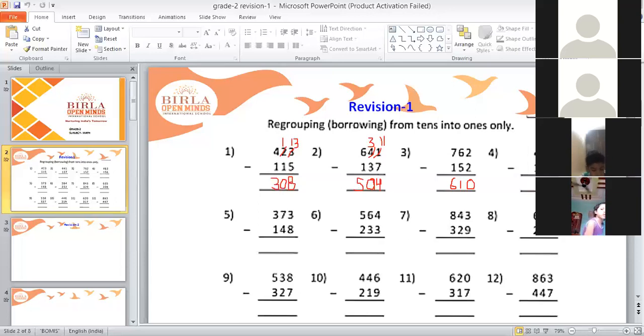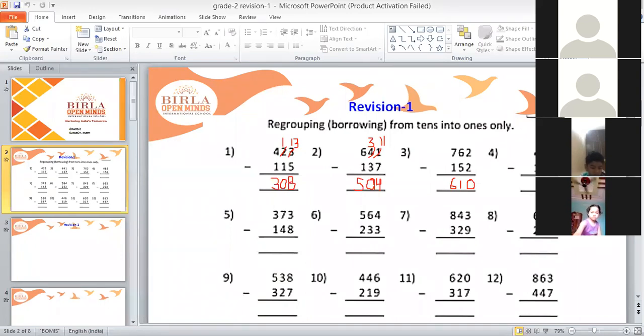So see here. Okay, so we have to take 110 borrow from the number in tens place, and we have started our first revision, and you have to write it down in your notebook. Wait, Ashita. Yes, Bilbika? Ma'am, write in notebook or course book? You have to write it in your notebook. The first revision.